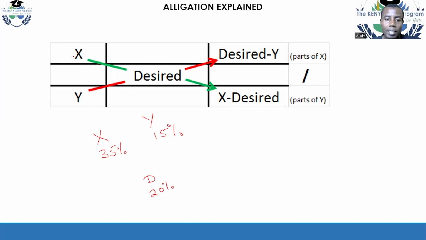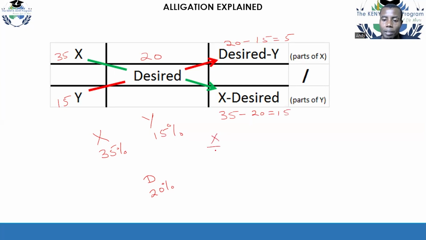So for X, we'll have the higher percentage. Always set it up so that you have the higher percentage here to make work easy. The higher percentage of the initial solution for our case is 35. And then down here you have the lower percentage of the initial solution, which is 15. Then the desired is the final one, the final percentage of the mixture, you have here in the middle, 20. Then on this other side, we'll have desired minus Y, which is 20 minus 15, giving us 5. Then down here we'll have X minus desired, which is 35 minus 20, which is 15.